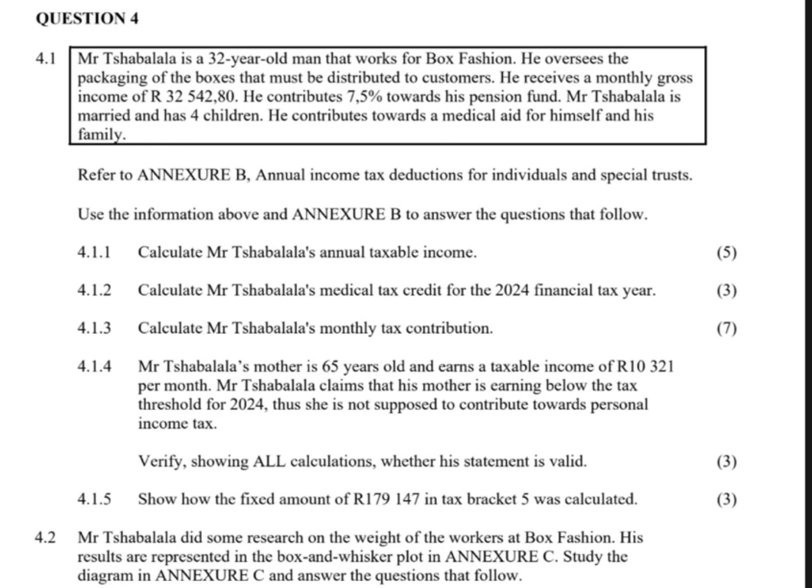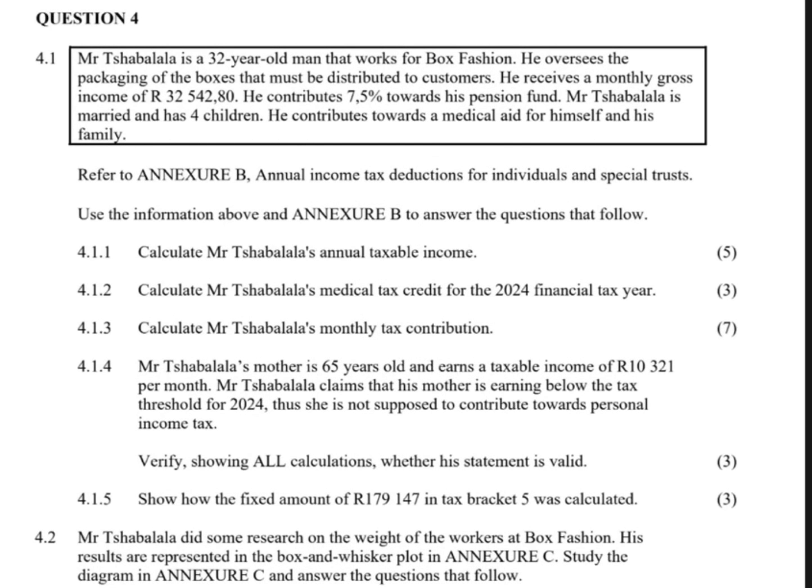We will be dealing with taxation, which is a Grade 12 maths topic. This is question 4. It reads: Mr. Chavalala is a 32-year-old man that works for Box Fashion. He oversees the packaging of the boxes that must be distributed to the customers. He received a monthly gross income of R32,542.80.